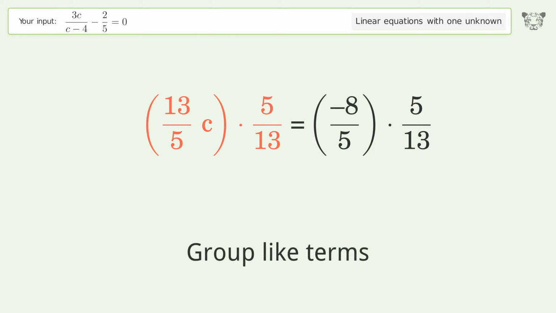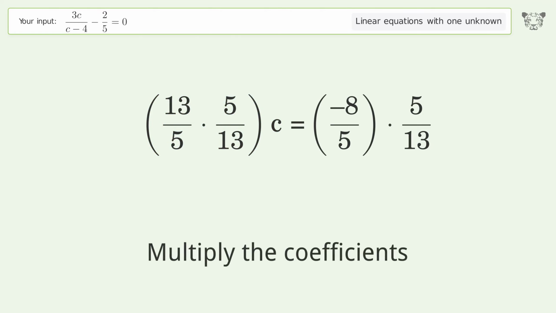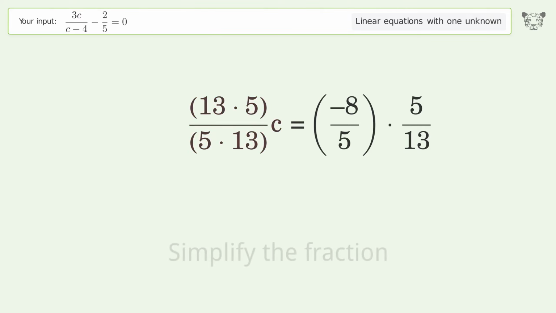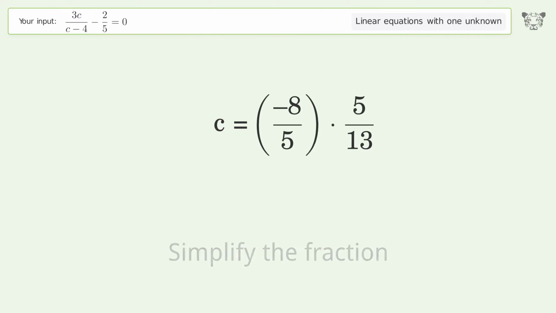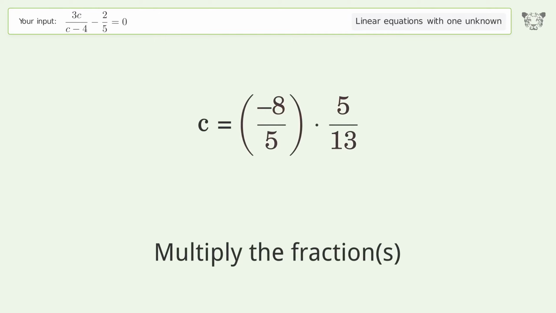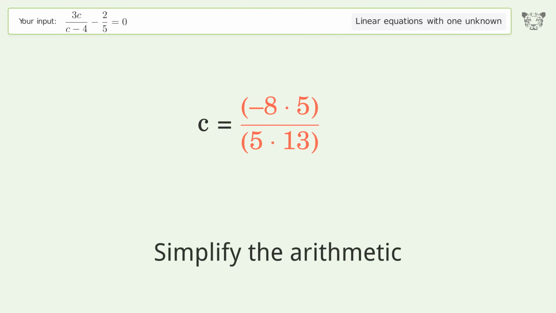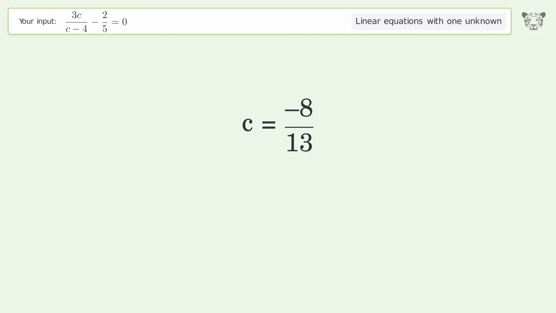Group like terms. Multiply the coefficients. Simplify the fraction. Multiply the fractions. Simplify the arithmetic. And so the final result is c equals -8/13.